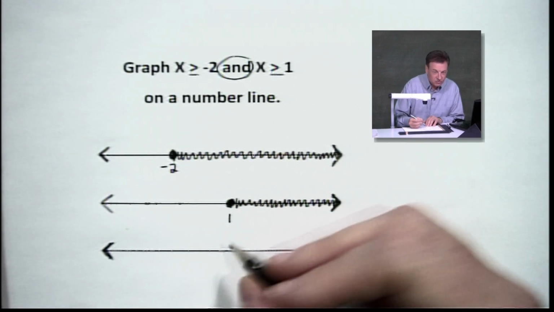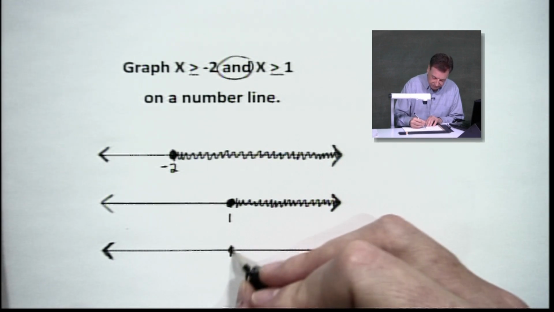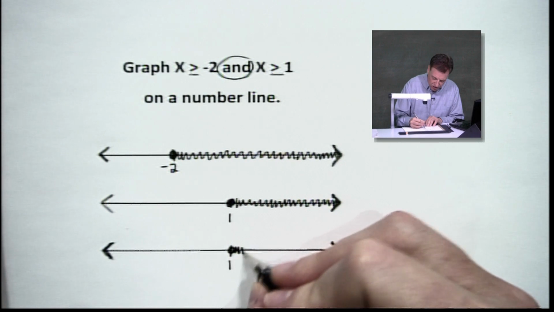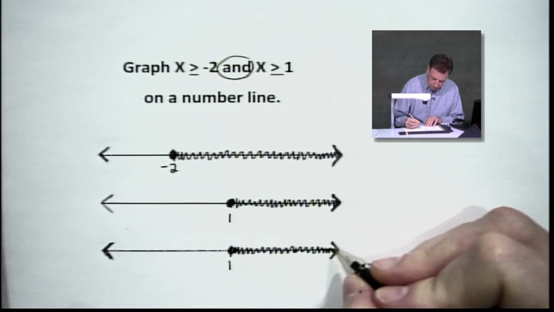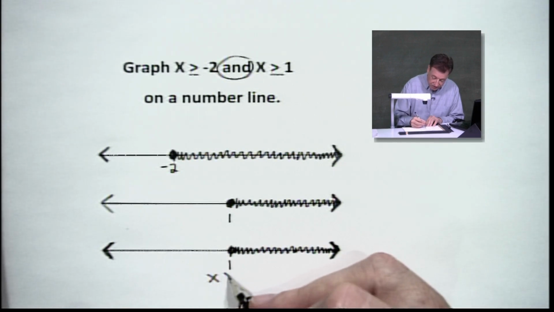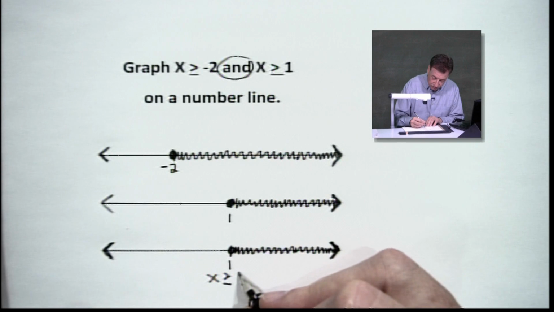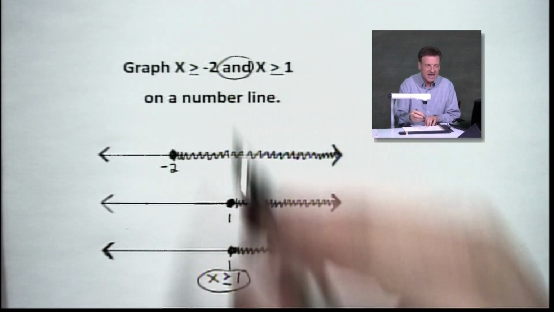So our solution, when we come down to our third graph here, is going to be 1, and we're going to shade it to the right. And that's going to give us x greater than or equal to 1. So there is your solution. That's your combined inequality. That's the and part.